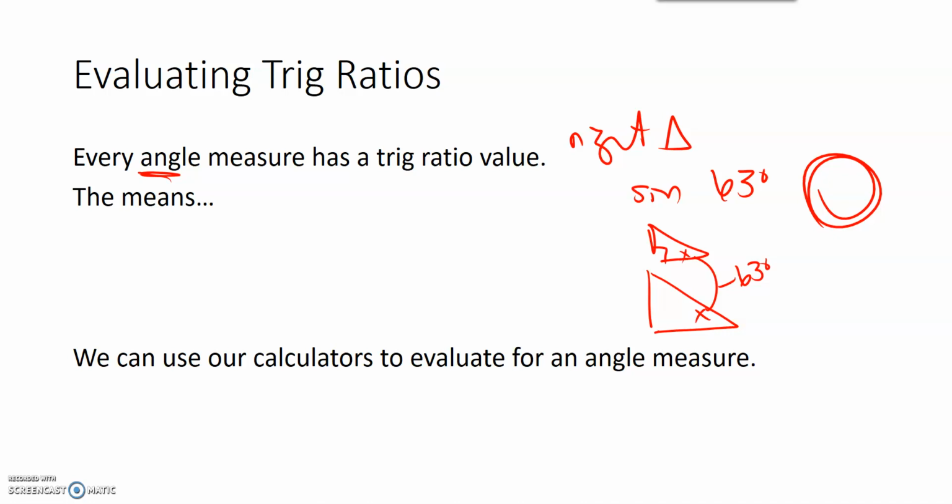So I'm not actually going to give you any triangles to look at in your homework. Your homework's just going to be given an angle. You need to evaluate it. Because, like I said, every angle measure, doesn't matter what triangle we have, has the same trig ratio. Okay, and we use our calculators to evaluate that.